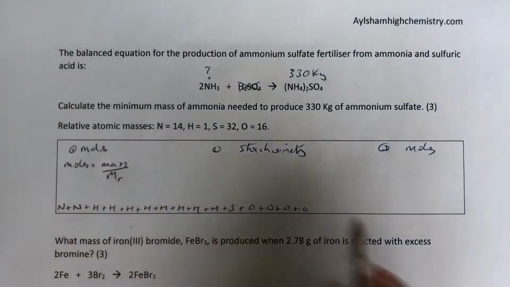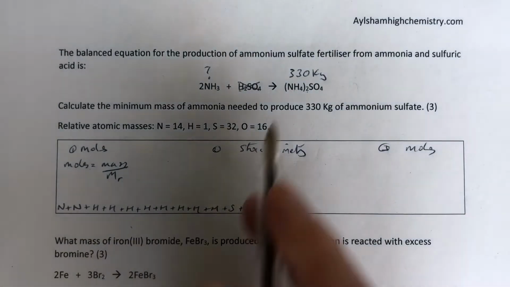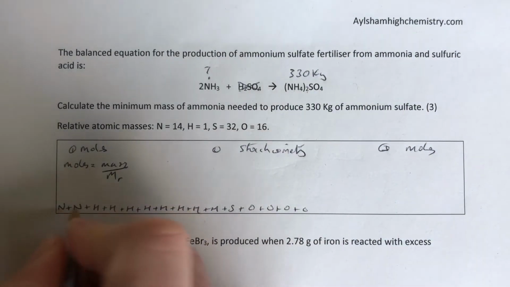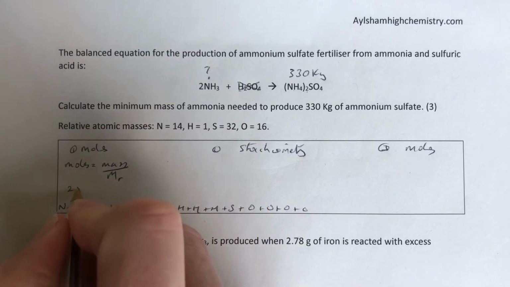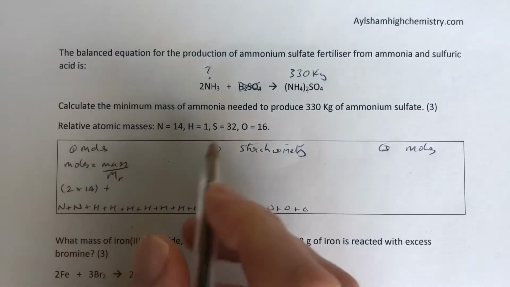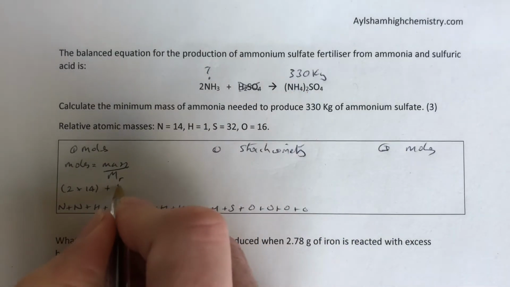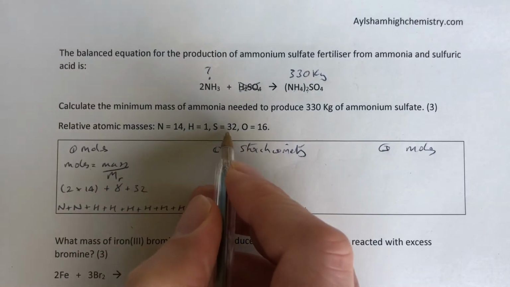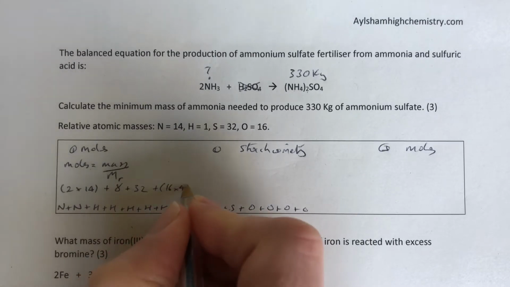Now that's a fairly long-winded way to write it out. I'm not recommending you do that, but I've just done it so you can see what we've got to do there. We can, of course, write it out quicker. So I've got 2 nitrogens. 1 nitrogen is 14. So that's going to be 2 times 14. Plus, we've got the 8 hydrogens. 4 times 2 is 8 hydrogens. 1 hydrogen is 1 there, so I'm just going to put plus 8 because every hydrogen is 1. Plus our sulfur. Our sulfur is 32. And we've got our 4 oxygens, plus 16 times 4.